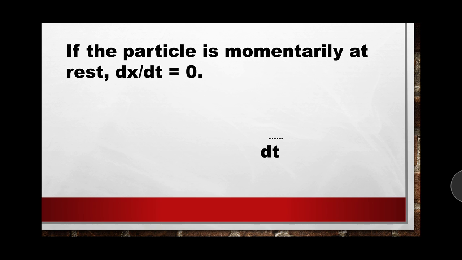If we are told that the particle is momentarily at rest, it means at that point the velocity of that particle is 0, so dx/dt is 0. So when you see in a question that a particular particle, a body, is at rest, it means at that point our dx/dt is 0.